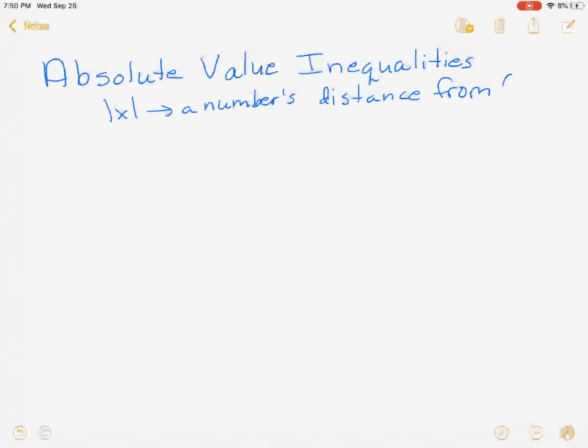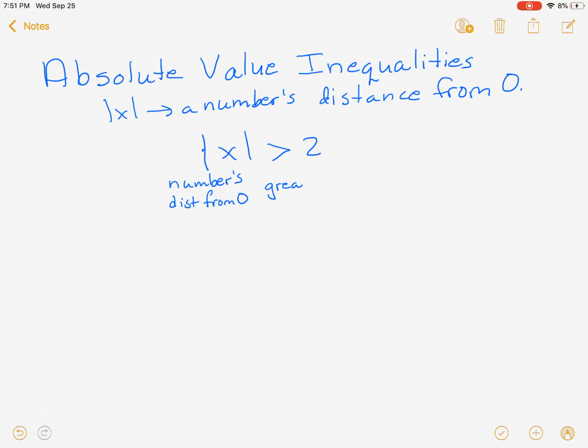Now, when we're doing this, I changed this to an inequality, okay? So let's say I had the absolute value of x is greater than 2. So what I'm saying here is that a number's distance from 0 is greater than 2 units.